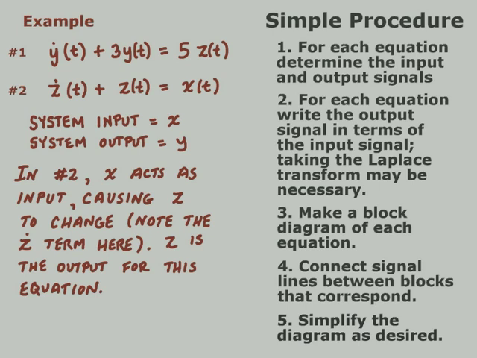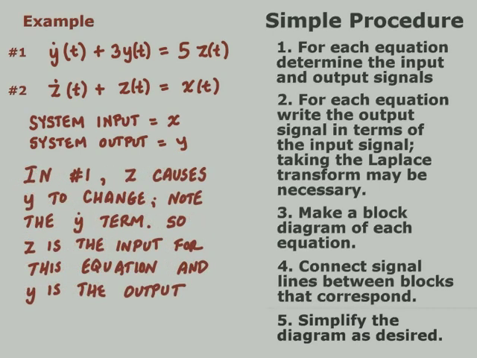If we examine our equations, we'll notice that for equation number 2, x causes z to change. So since x is the thing that's causing z to change, x is the input to this equation and z is the output. In equation 1, it is z that's causing y to change. So z is the input for equation number 1 and y is the output for equation 1 and also for the system as a whole.